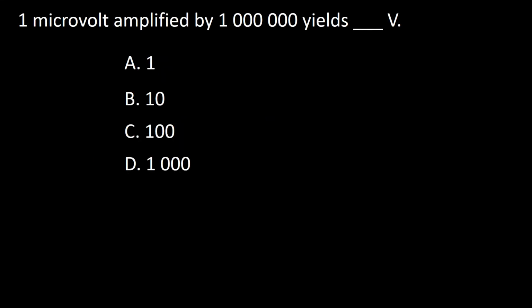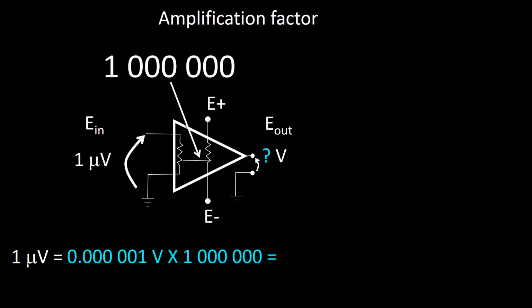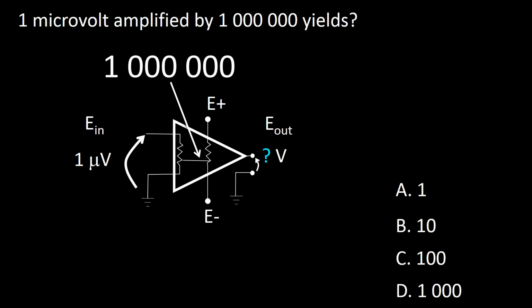Next question. 1 microvolt amplified by a million gives how many volts? A, 1; B, 10; C, 100; D, 1000. This diagram illustrates the question. The first step to solve this operation is to convert microvolts to volts. So 1 microvolt is equal to 1/1,000,000 of a volt. You then multiply it by the amplification factor, which in this case is 1,000,000, and you get 1 volt. So the answer to this question is A.